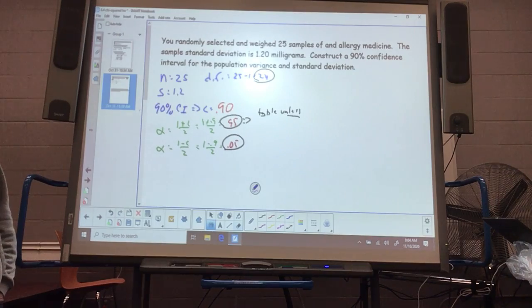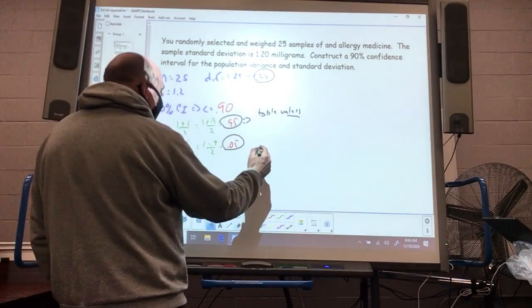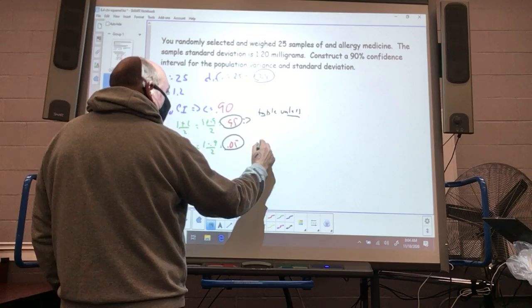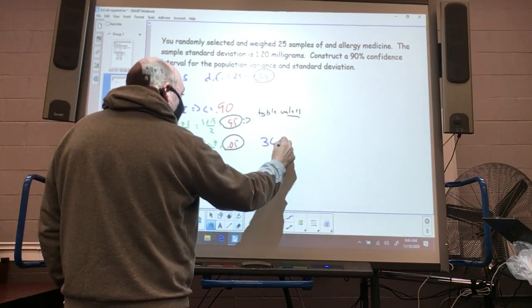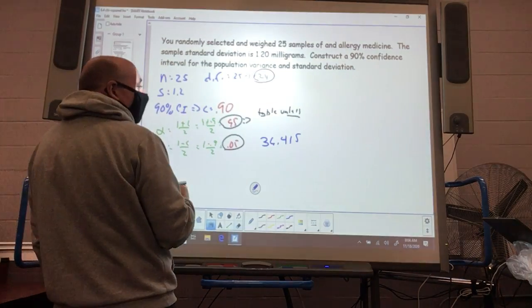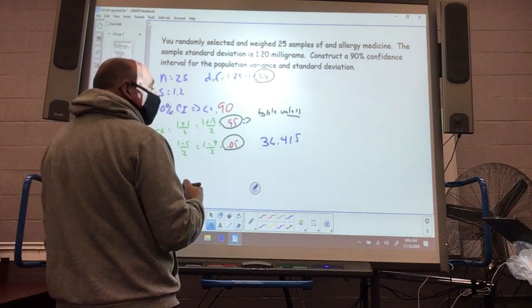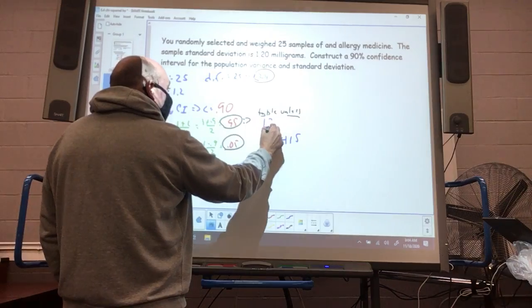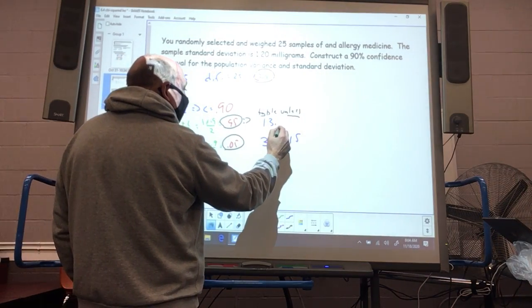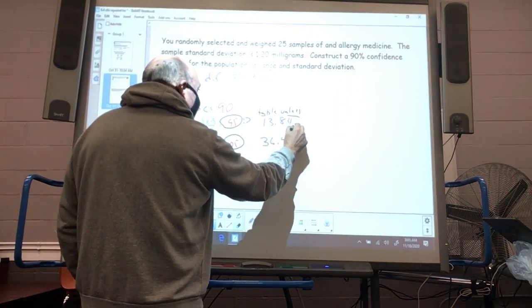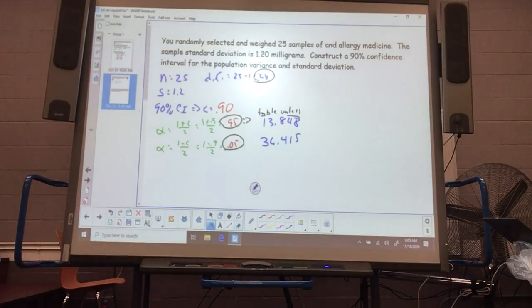For which one? 0.05. What did you get? 36.415. And 0.95? 13.848. Are we good with those numbers? All right, so those are our two values.